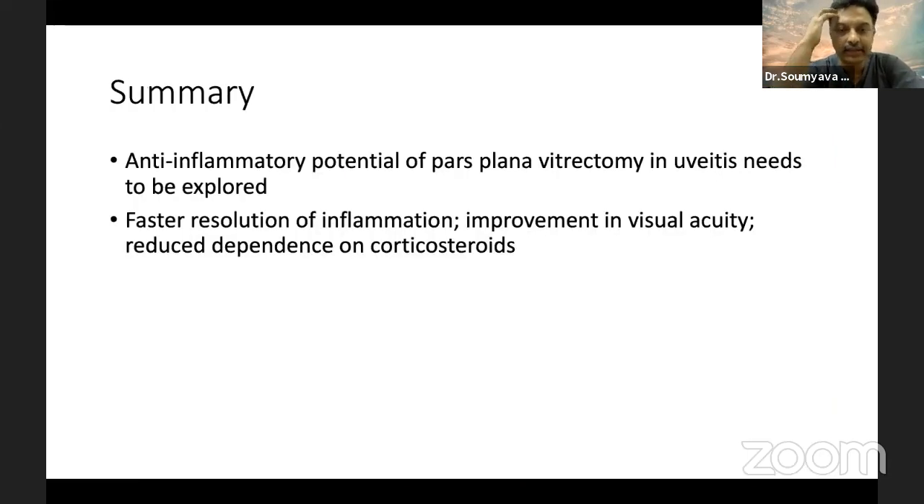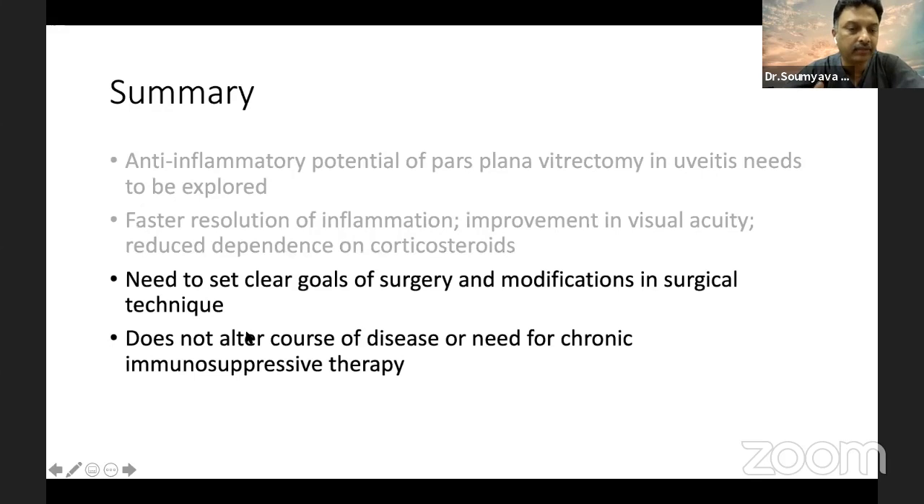To summarize, the anti-inflammatory therapy of PPV needs to be explored further. There is faster resolution of inflammation, faster improvement in visual acuity, and reduced dependence on steroids. We need to set very clear goals for the purpose of surgery and modify the surgical technique to operate in an actively inflamed eye. We must, however, remember that this does not alter the course of disease in any way, and the need for chronic immunosuppressive therapy still remains.